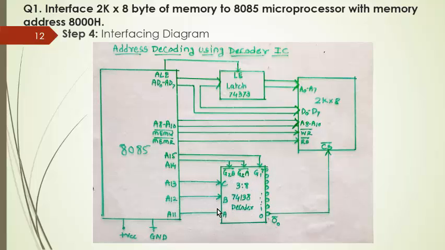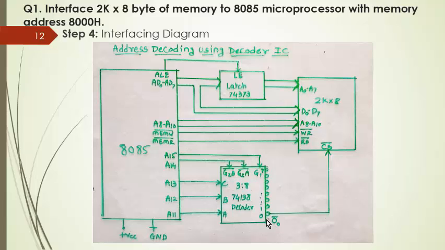The non-multiplexed address lines, A8 to A10, you have to connect separately to the memory device. The read bar and write bar of the microprocessor you have to connect to the read bar and write bar of the memory.